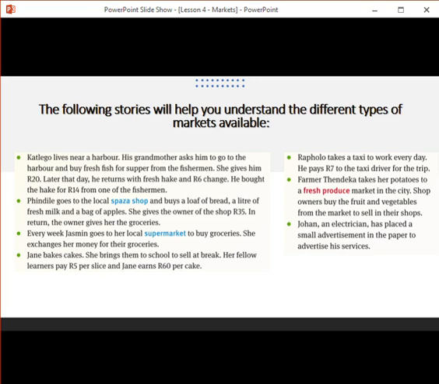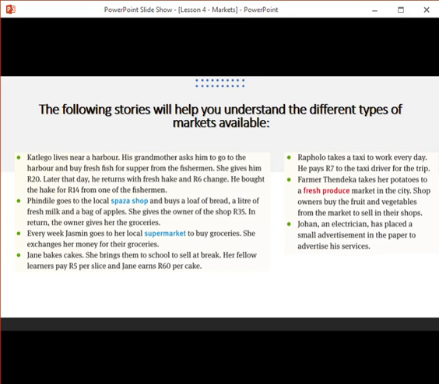So the first story, Katlego lives near a harbor. His grandmother asks him to go to the harbor and buy fresh fish for supper from the fisherman. She gives him 20 rand. Later that day, he returns with fresh hake and 6 rand change. So that means he bought the hake for 14 rand from one of the fishermen.